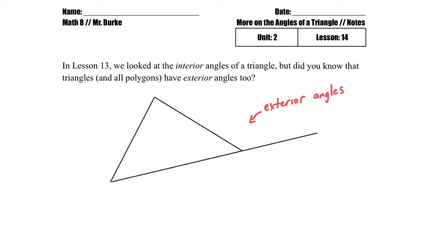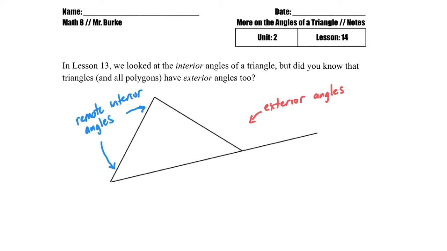Now, in the last lesson, we learned that the inside angles of a triangle are known as interior angles. Well, if we're talking about an exterior angle, the two angles that are furthest away from that exterior angle are known as remote interior angles. Remote, like a remote location, meaning far away. So that would be this one right here and this one right here. This one is not a remote interior angle because it's right next to the exterior angle.